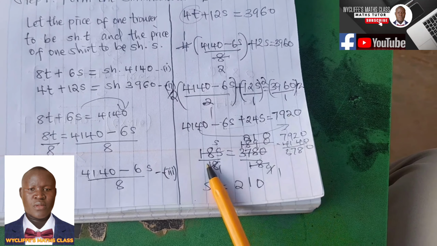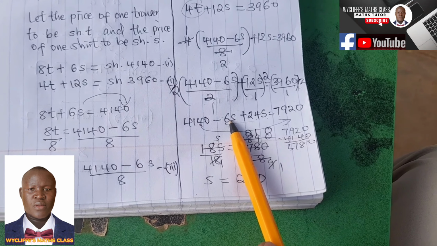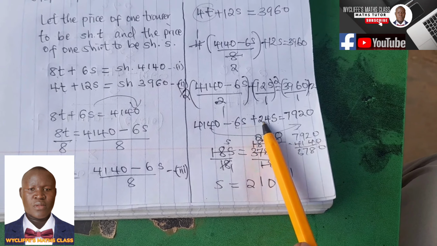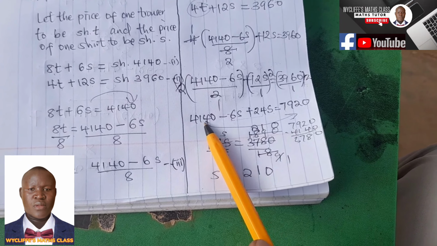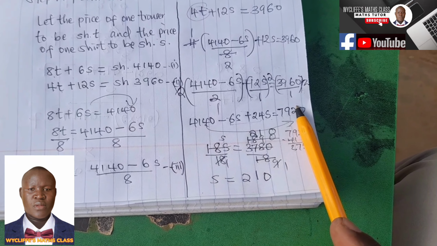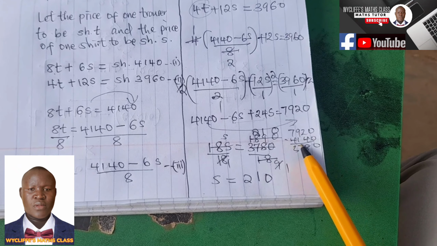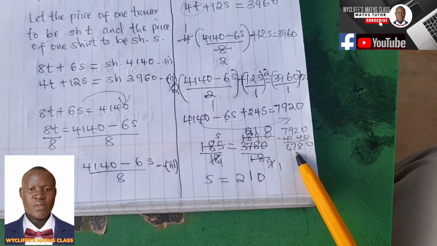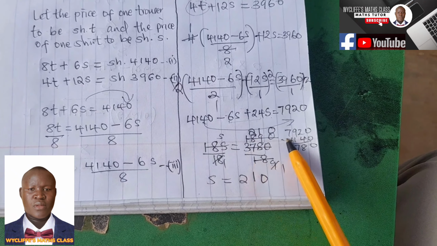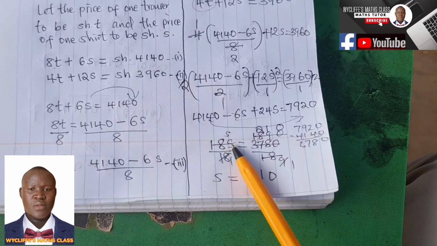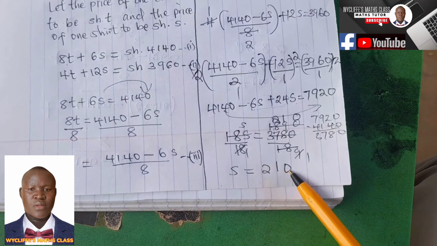7,920. Now, we come here and collect like terms. Negative 6s plus 24s will give us 18s. And this 4140 is going to cross the equal sign. And when it crosses the equal sign, we are going to have 7920 minus 4140, which is equals to 3780. So this means 18s is equals to 3780. To get the value of s, we divide both sides by 18. And s is equals to 210.